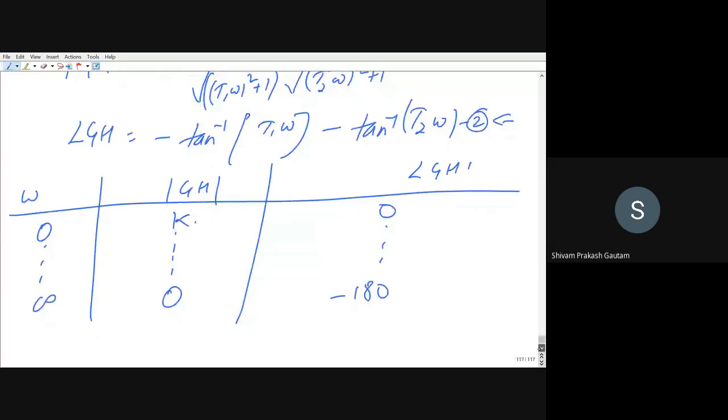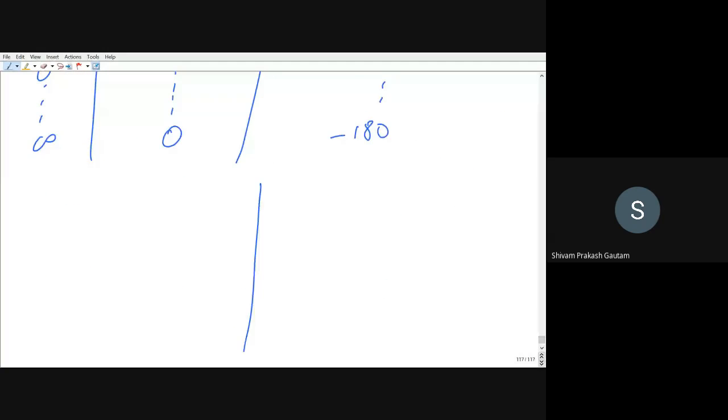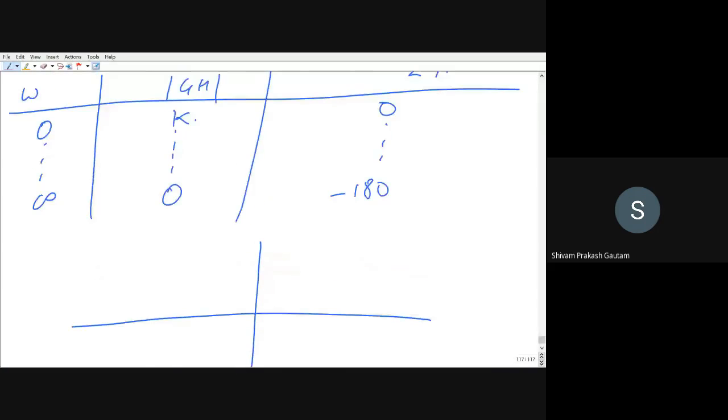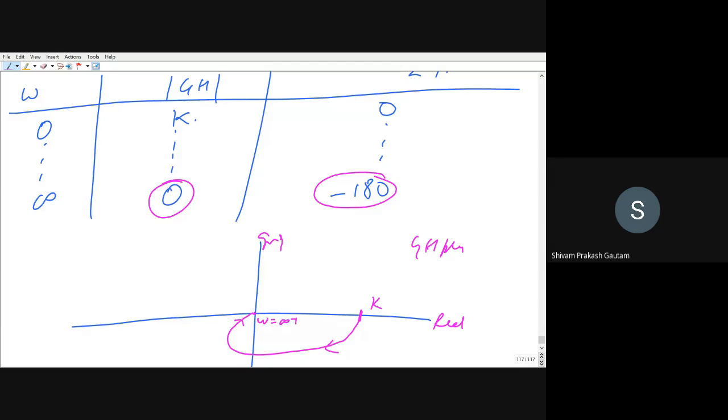Now I will try to draw the Nyquist plot. So at omega is equal to 0, you see the magnitude is K. Let us suppose this is real, this is imaginary, this is our GH plane. This is K at omega is equal to 0, and at omega is equal to infinite, our phase is becoming minus 180 and magnitude is becoming 0. Magnitude 0 means it is at the origin. It will be like this. This is omega is equal to infinite plus, this is omega is equal to 0 plus.